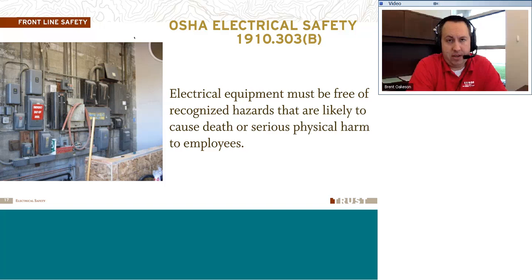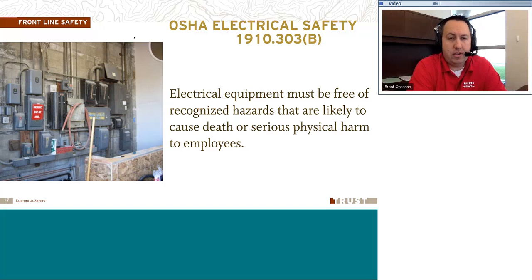OSHA has a bunch of regulations on this, as you know. There are some things we're going to point out here that are important to note, and there are many other things that we won't have time for in this presentation. But here are some of the main things that we want to look at. Electrical equipment must be free of recognized hazards that are likely to cause death or serious physical harm to employees. So what this means is that things need to be covered up.